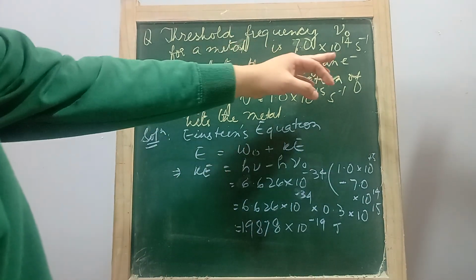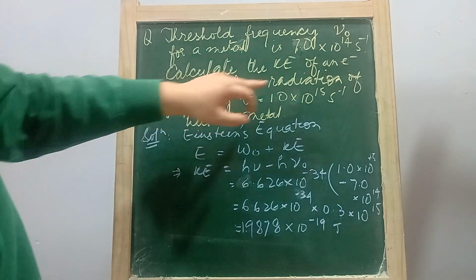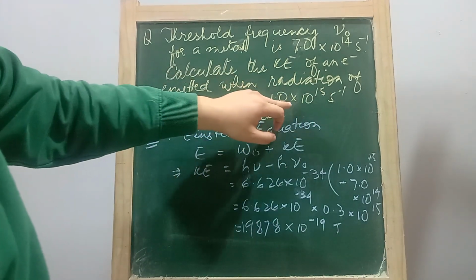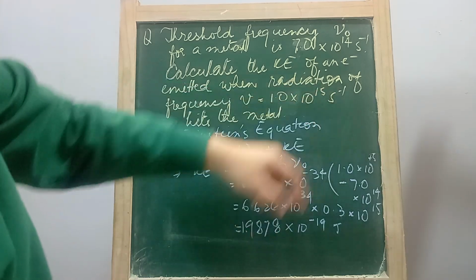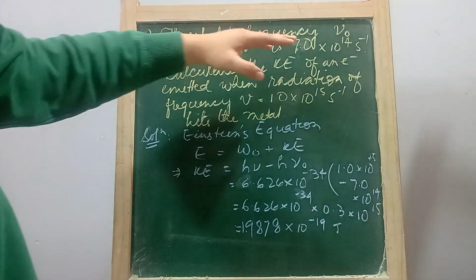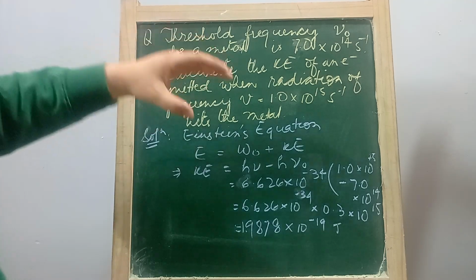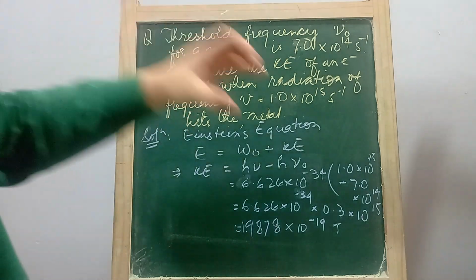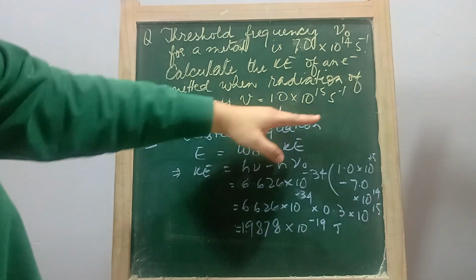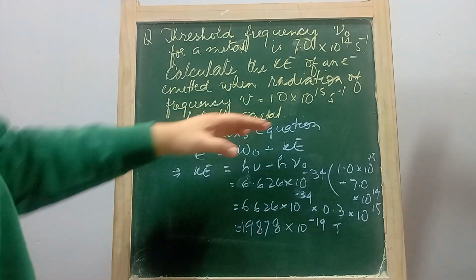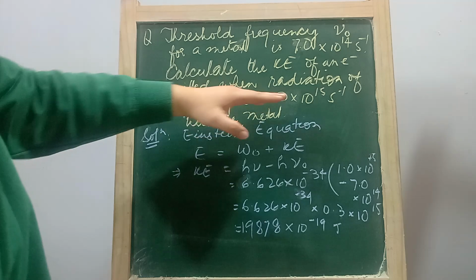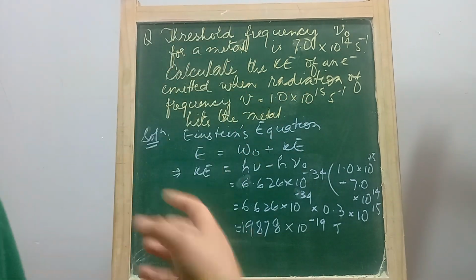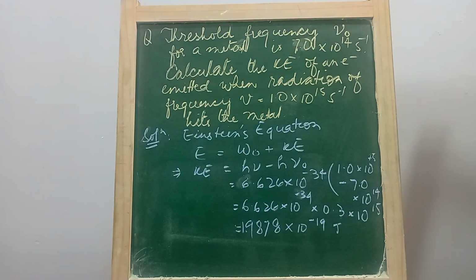Calculate the kinetic energy of an electron emitted when radiation of frequency nu is equal to 1.0 into 10 to the power 15 per second. But now this is the threshold frequency, and you are hitting the metal with a light having this much frequency. So what will be the kinetic energy of the electron?